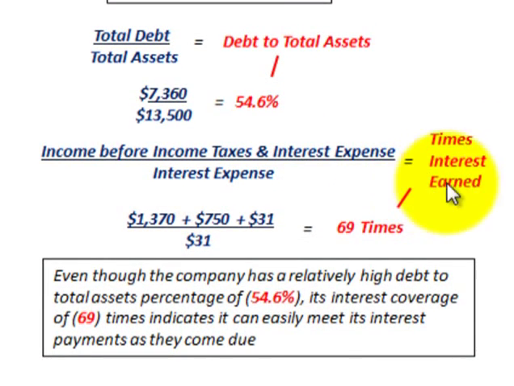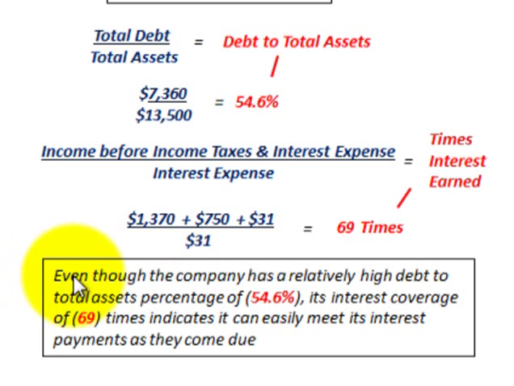Now let's look at our times interest earned ratio. This is where we take our income before income taxes plus our interest expense, divided by the interest expense itself. Here we had net income of $1,370 million plus income taxes of $750 million, plus an interest expense of $31 million, again divided by the interest expense itself of $31 million. We come up with a ratio of 69 times. So this is a case where we have a high times interest earned ratio of 69 times.